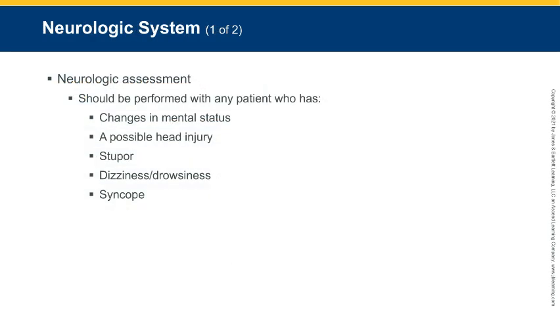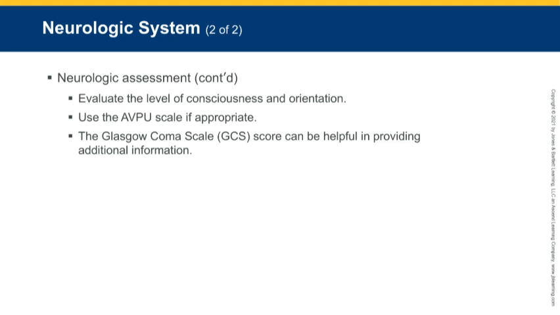Neurological assessments should be performed on patients with altered mental status, possible head injuries, or signs of dizziness or syncope. Use the AVPU scale and assess for any focal neurological deficits. In addition to AVPU, the Glasgow Coma Scale (GCS) can be used for more detailed neurological evaluation. This assesses eye-opening, verbal response, and motor function to determine the patient's level of consciousness.